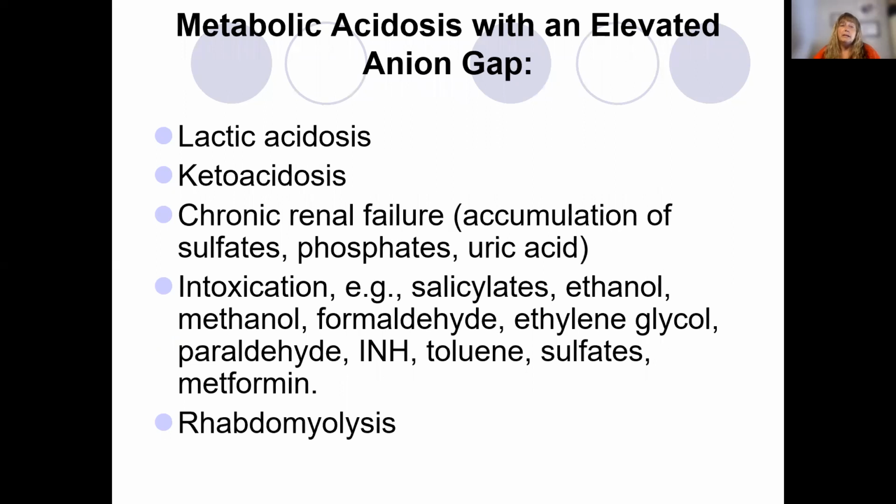But you can also have metabolic acidosis with an elevated anion gap. This is going to be seen when your patient has lactic acidosis, ketoacidosis, chronic renal failure due to accumulation of sulfates and phosphates and uric acid, or intoxication with other types of things like ethanol, methanol, formaldehyde, ethylene glycol, toluenes, sulfates, and metformin. And if the patient has rhabdomyolysis, those are all elevated anion gap metabolic acidosis.